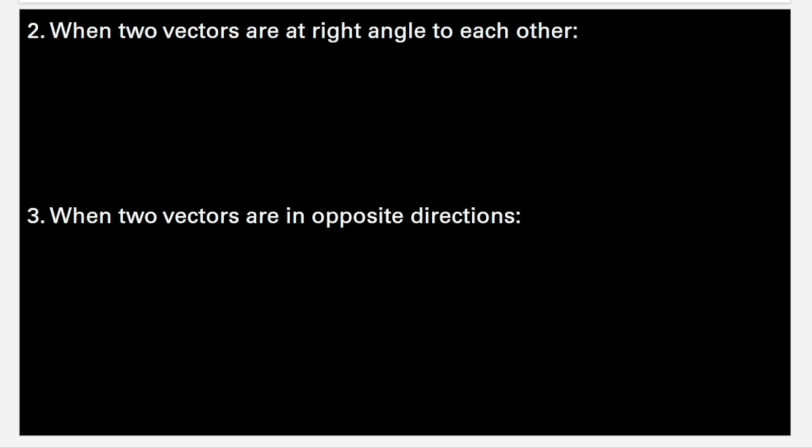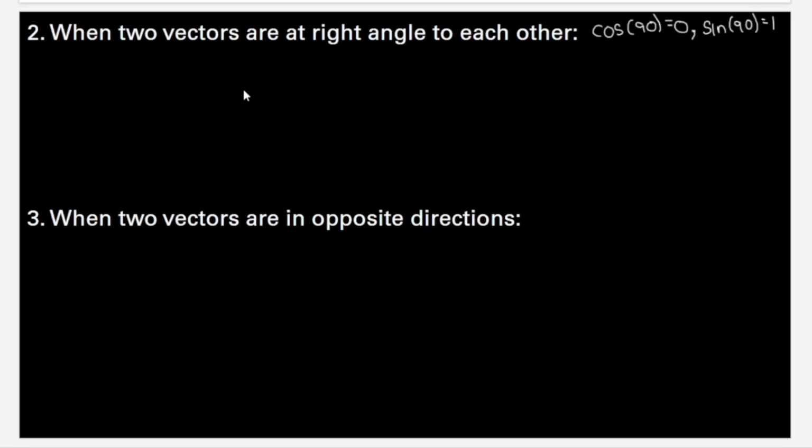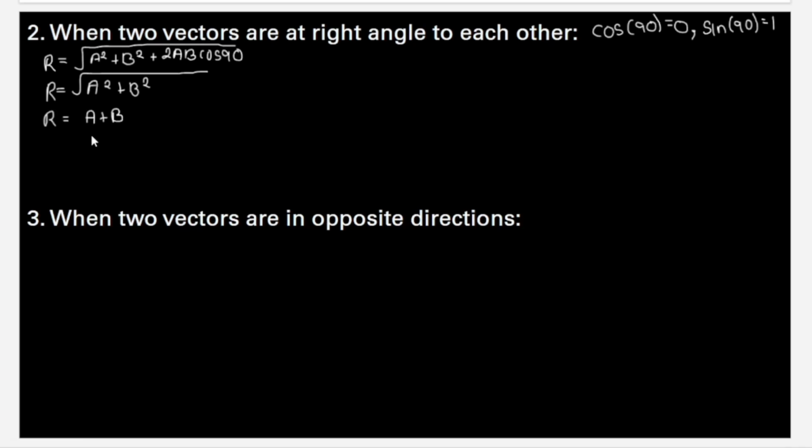Second case, when two vectors are at right angle to each other, then cos 90 is 0 and sin 90 is 1. Using equation 1, we get R is equal to root a square plus b square plus 2ab cos 90. Since cos 90 is 0, it gets multiplied with 2ab, which also becomes 0. We get R is equal to root a square plus b square. Now removing the roots and cancelling the squares, we get R is equal to a plus b.